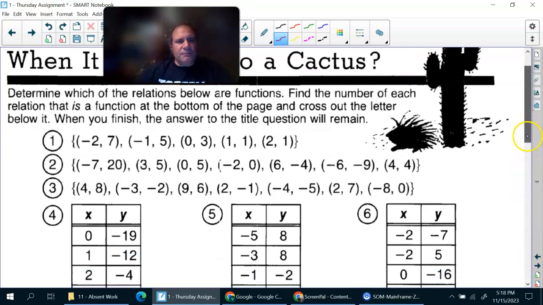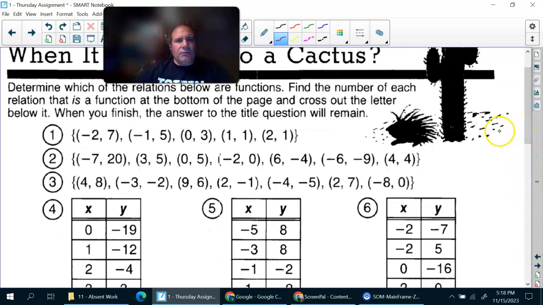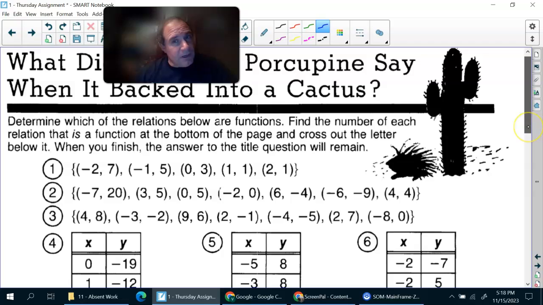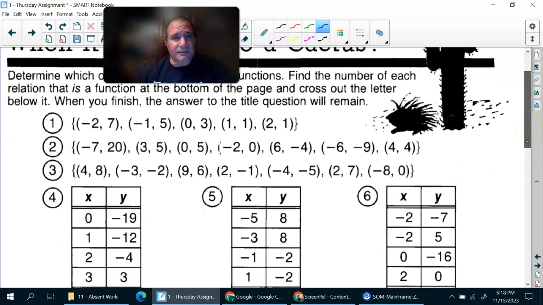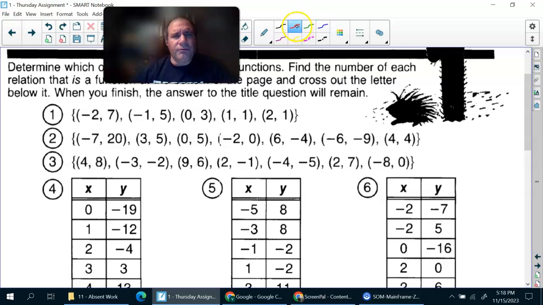All right, so for this one, they're only asking to determine which relations below are functions. Find the number of each relation that is a function at the bottom of the page, and then cross out the letter below it that is a function. So when you finish, answer the title. The answer to the title question will remain: what did the baby porcupine say when it backed into a cactus? So let's just go through and see which ones are functions and label them.